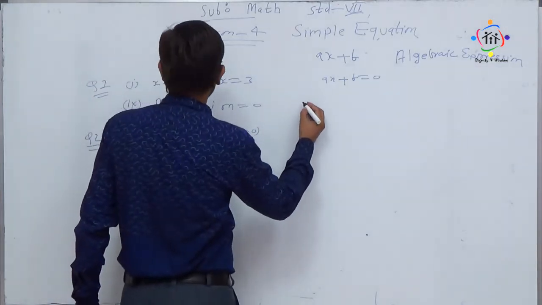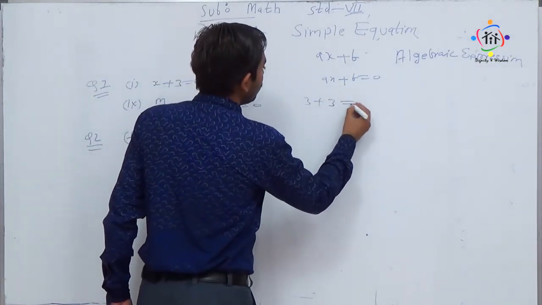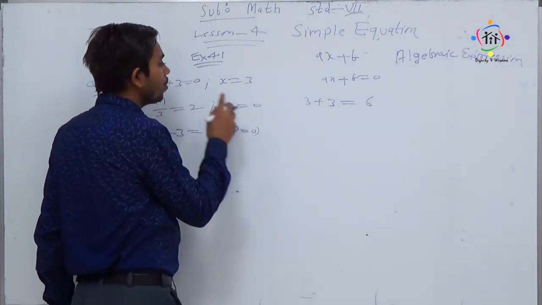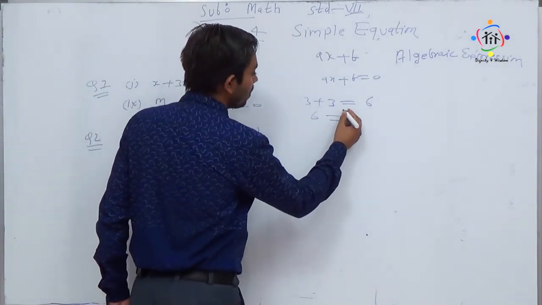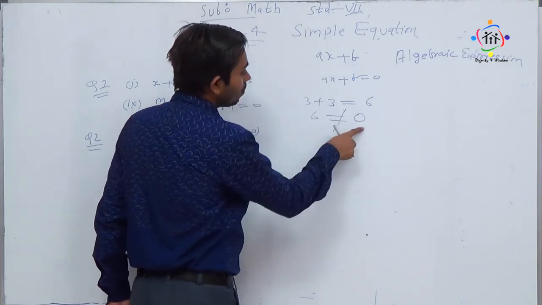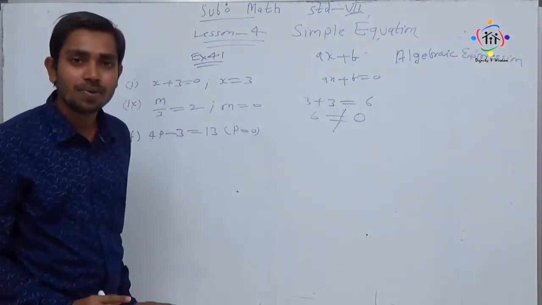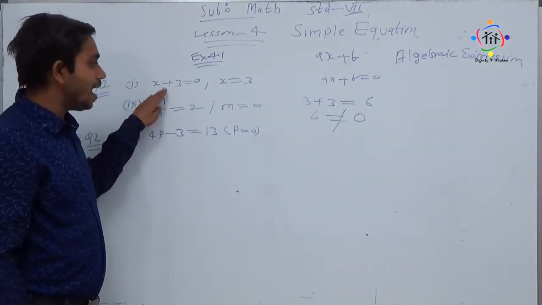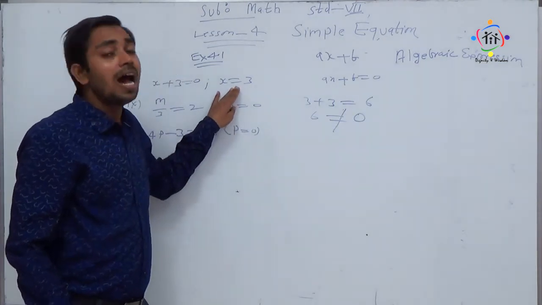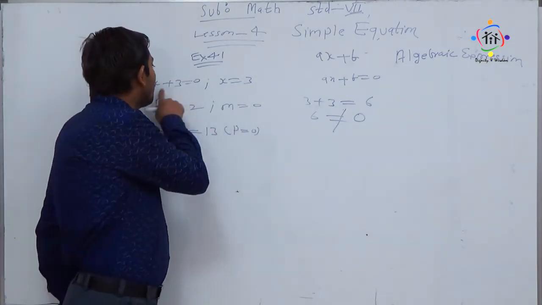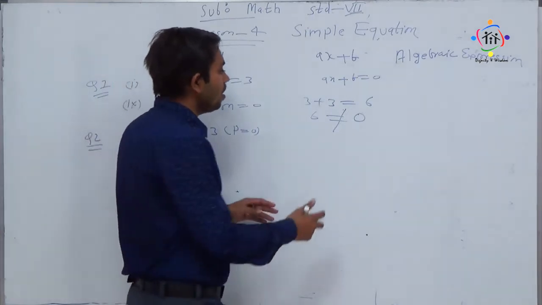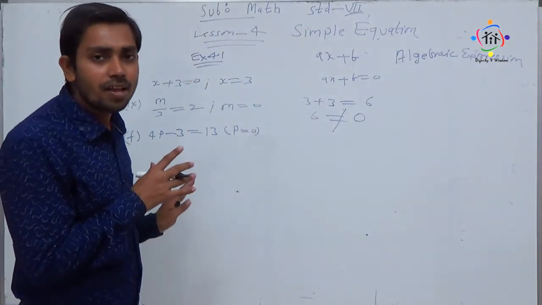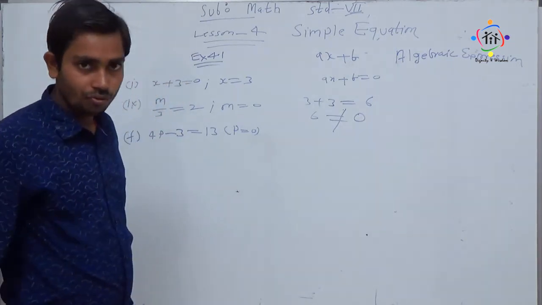Then what do we get? 3 plus 3 is equal to 6. So on the left side we got 6, but the right side is given as 0, so LHS is not equal to RHS. What does it mean? It means that it does not satisfy the given equation, hence it is not a solution. Either you say it is not a solution, or you say it does not satisfy the equation, my dear students.